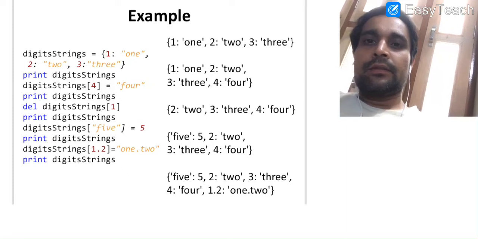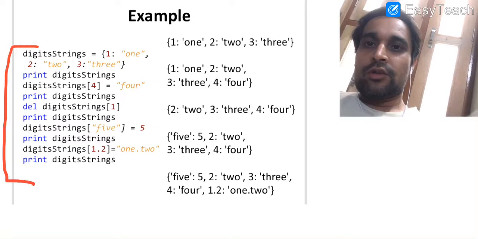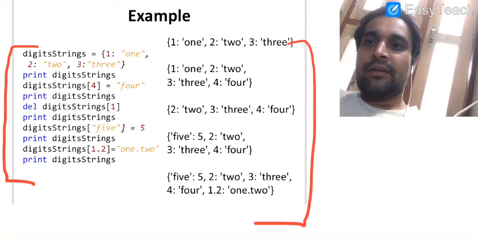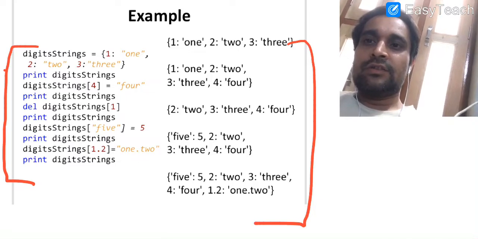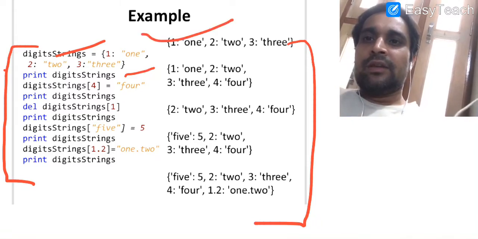So let us understand the concept of dictionary with the help of some examples and their corresponding outputs available at the right hand side. Very first we have created a dictionary. The name of the dictionary is digit strings, and there are a total of 3 items available, 1, 2 and 3. These are the keys, and the 3 strings 1, 2 and 3 are the corresponding values. The very first statement that we have written is print digit strings. It will print the entire dictionary. We have created the dictionary with 3 elements, and we are getting these 3 elements as output.